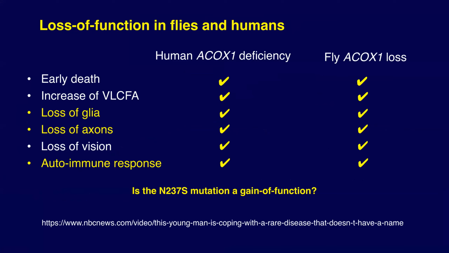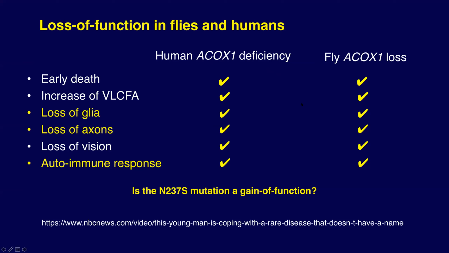So if we compare the loss of function in flies and humans, you see that the ACOX1 deficiency in human and the fly ACOX1 loss share many features. First, when we lose fly ACOX1, we have an early death. There's an increase in very long chain fatty acids. I didn't show you any of these data, but that is also true. There is a loss of glia. This leads to a loss of axons. That's also observed in both. There's a loss of vision in both. And finally, there is a very strong autoimmune response in the human ACOX1 deficiency, and there is a very strong autoimmune response in fly ACOX1 loss.